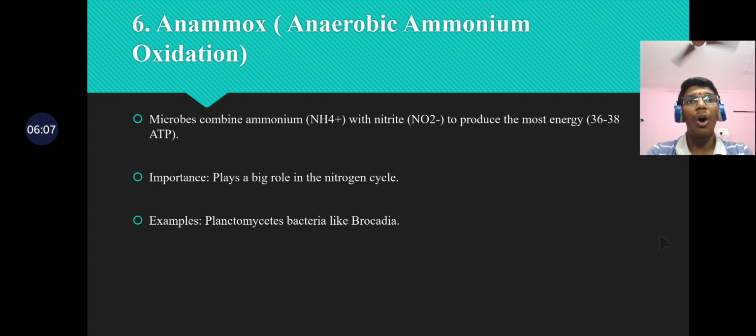Anammox, or anaerobic ammonium oxidation. Microbes combine ammonium with nitrite. The importance of this type of respiration is that it plays a big role in the nitrogen cycle. Some examples of microorganisms which perform anammox are Planctomycetes bacteria like Brocadia.